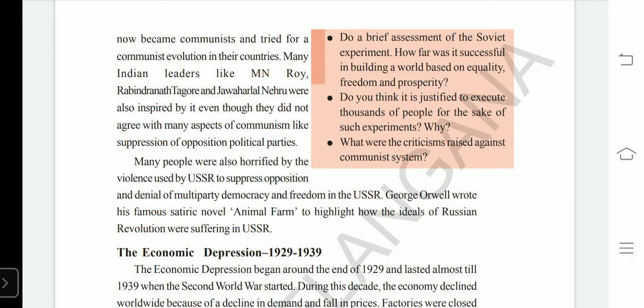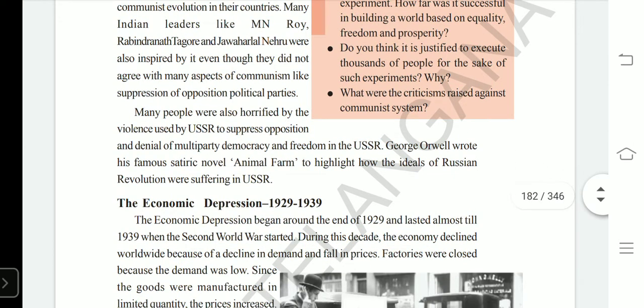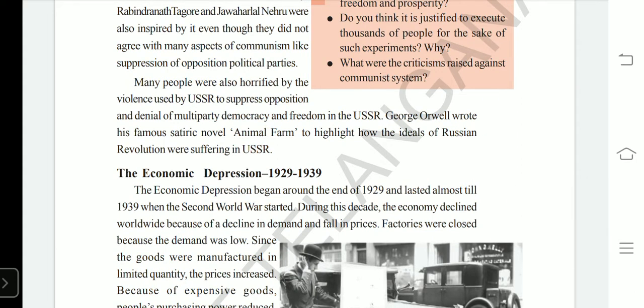Understand? And many people were also horrified. They felt fear at the violence used by the USSR. You know, in the USSR during the Stalin period, whoever opposed Stalin received punishment. There was suppression of the opposition parties. Stalin ruled Russia with only a single party. He did not allow multi-party democracy.